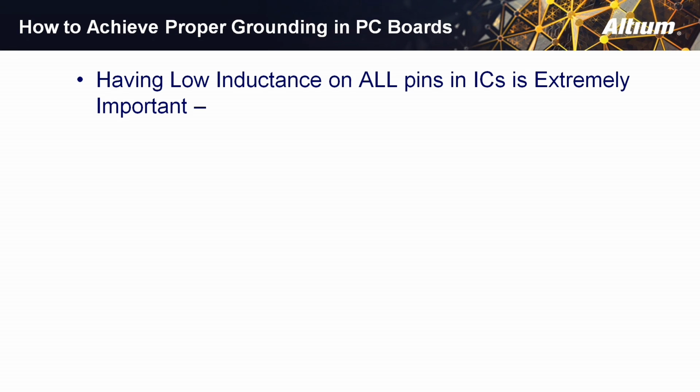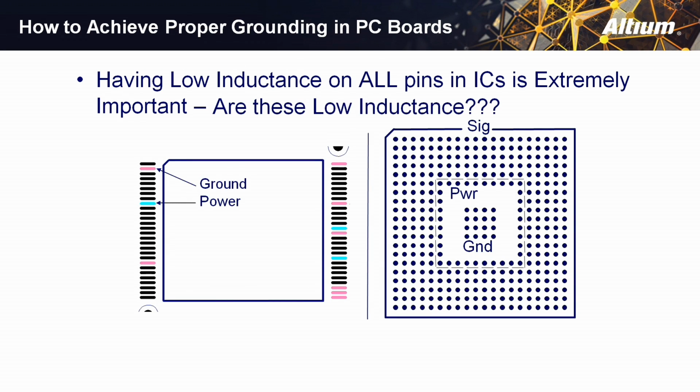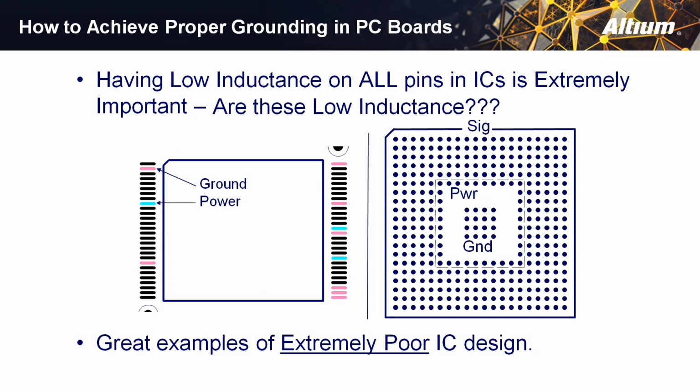Having low inductance in all pins of an IC is also extremely important. It isn't just the circuit board that we want low inductance paths, it's the ICs. Do these ICs have low inductance? And the answer is absolutely not. These are extremely good examples of terribly designed ICs. Why? Because there aren't enough powers and grounds intermingled with the signals. And the end result is the signals are going to use each other as a return path.